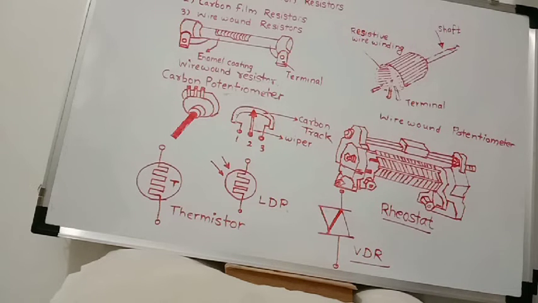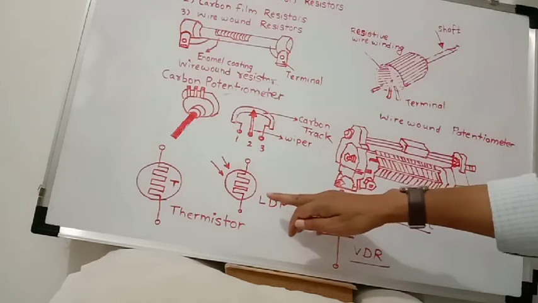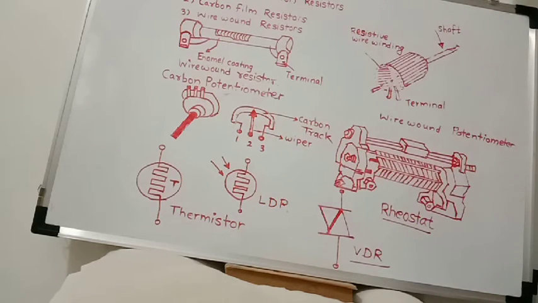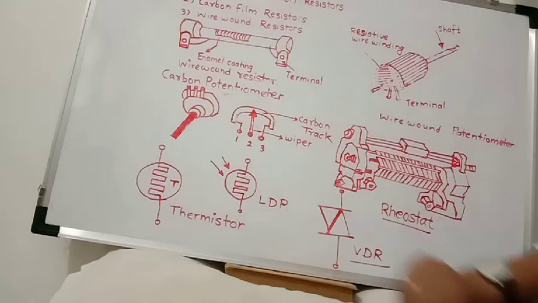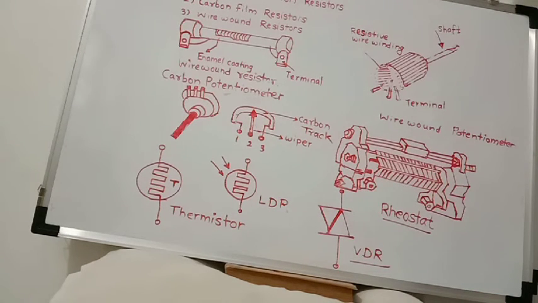This LDR is a photosensitive device whose resistance decreases with increase in light intensity. In LDR, cadmium sulfide is used as a photosensitive material.